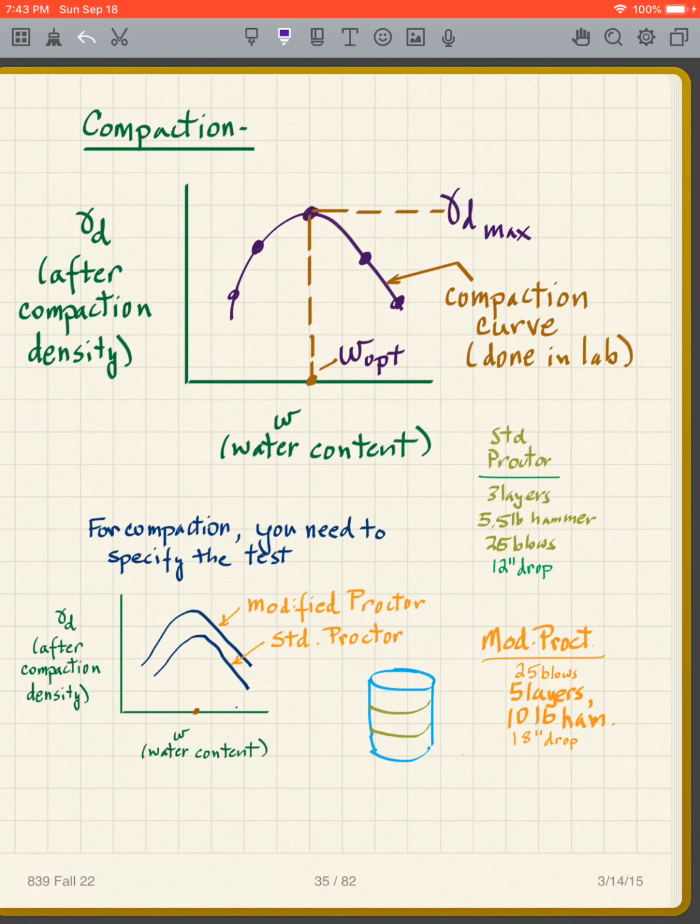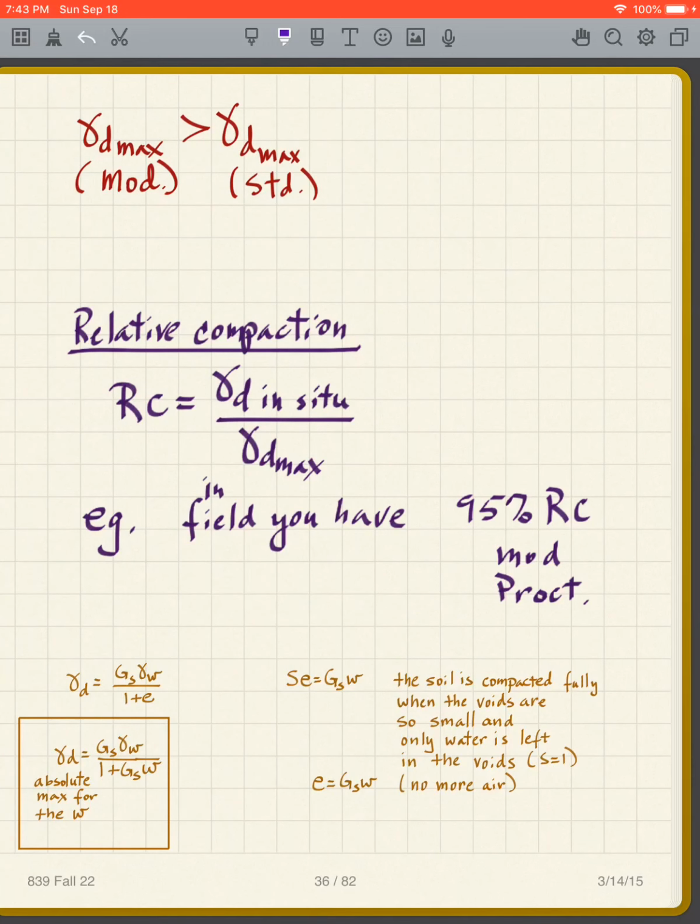I'm not going to go through all of those, but I just want to make the point that we need to specify gamma D max modified, and it is greater than gamma D max standard Proctor.